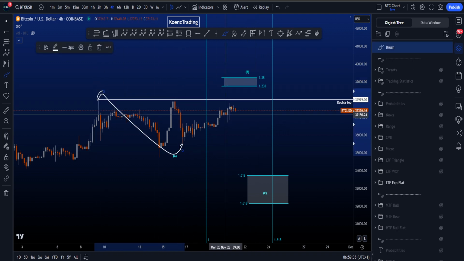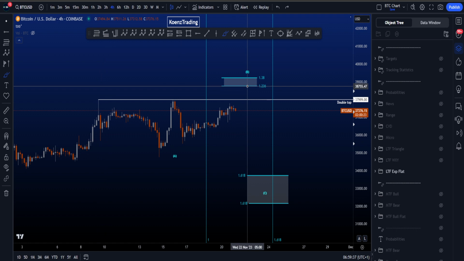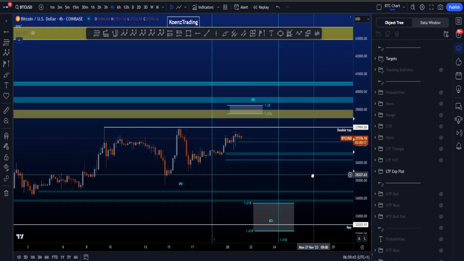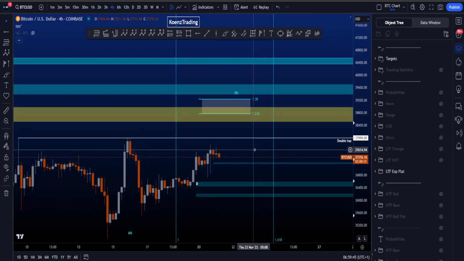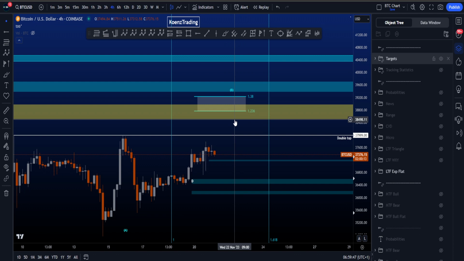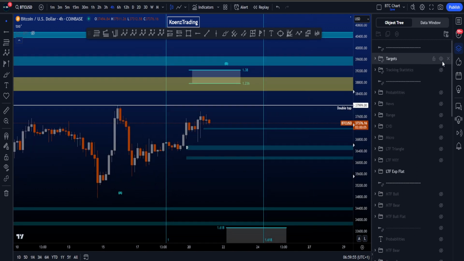fib taken from the high to the low of A, which gives us a target between 38.7k and 39.2k. This is also in confluence with the target boxes, the resistance boxes that we have above price here. The golden one sitting between 38.5 and 39k, and the blue one between 39.3 and 39.7k.